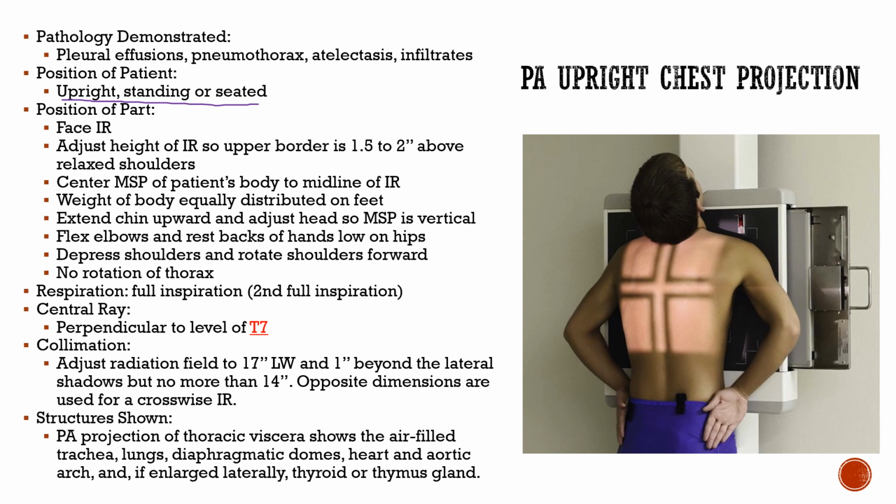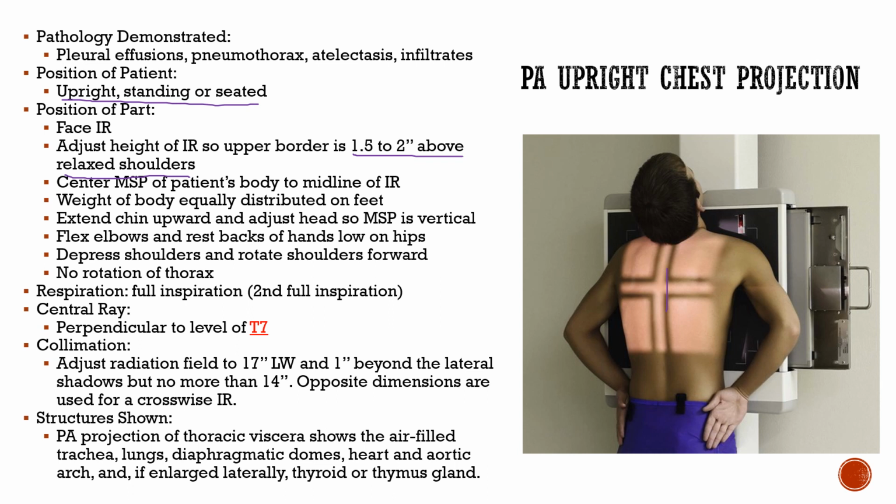The patient should be upright, standing or seated, facing the image receptor. And something important, the same as we do for thoracic spines, is we want to have the upper border of the image receptor 1.5 to 2 inches above the relaxed shoulders. We want the mid-sagittal plane of the body to the midline of the image receptor. The weight of the body should be distributed equally on the feet. Extend the chin upward and adjust the head to the mid-sagittal plane as vertical. Flex the elbows and then place the backs of the hands low on the hips.